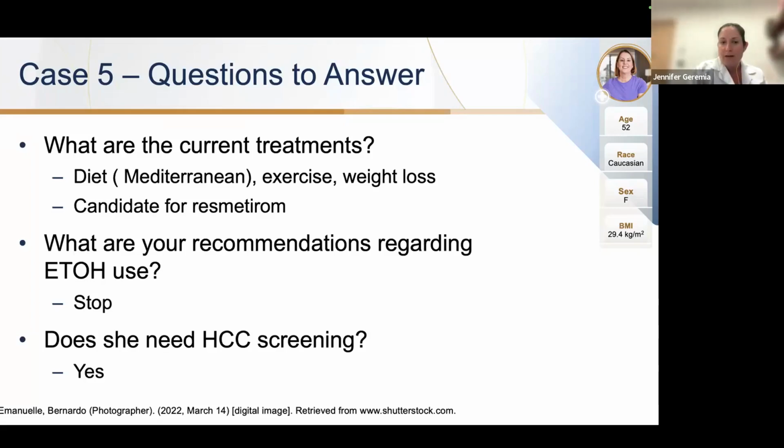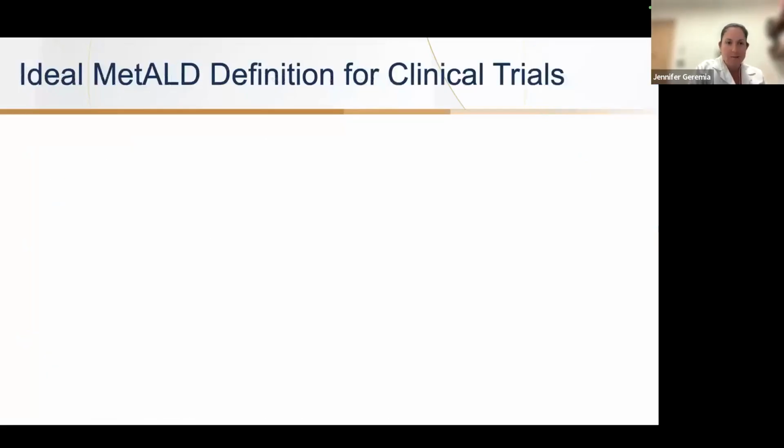Because they're an F3 fibrotic, they do need hepatocellular carcinoma screening. So AFP, and then alternating ultrasound and MRCP to look for hepatomas, because we know many HCC cases do arise from fibrotic patients that were not deemed to be cirrhotics.